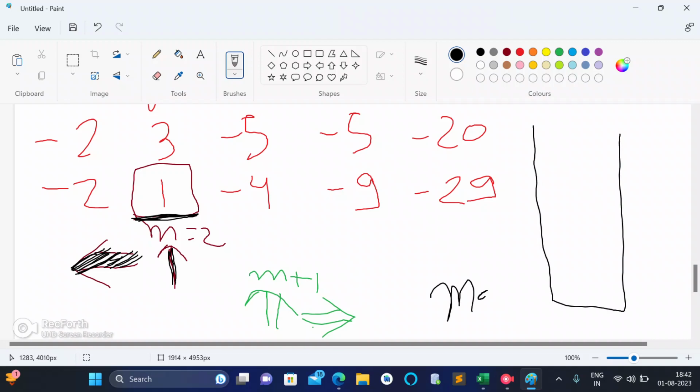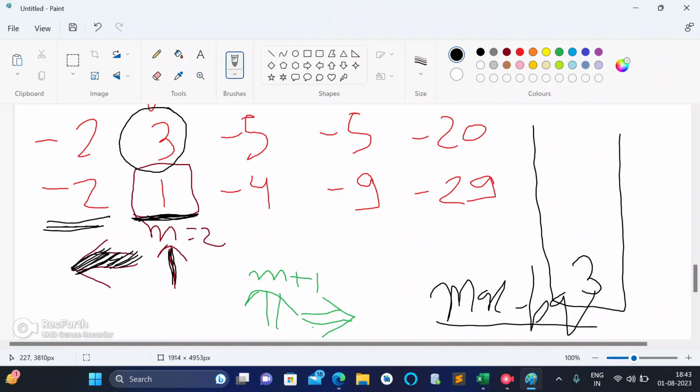Let's say first I make a max priority queue here. This is my max priority queue. First I move to 3. I say, okay, 3 is actually not smaller than 1, so I will push this value, this 3, into the max priority queue.